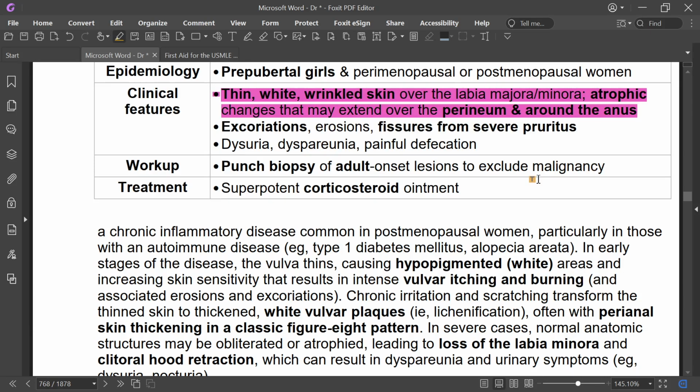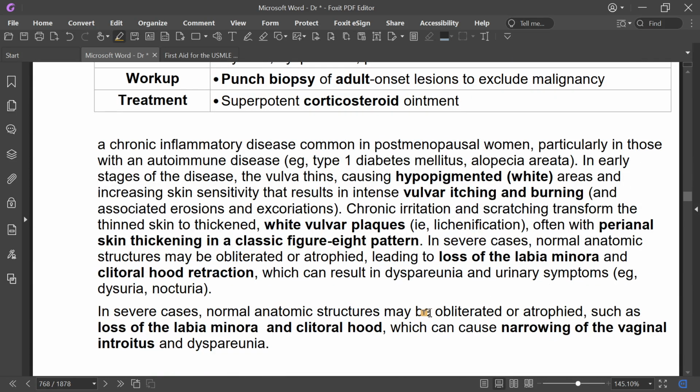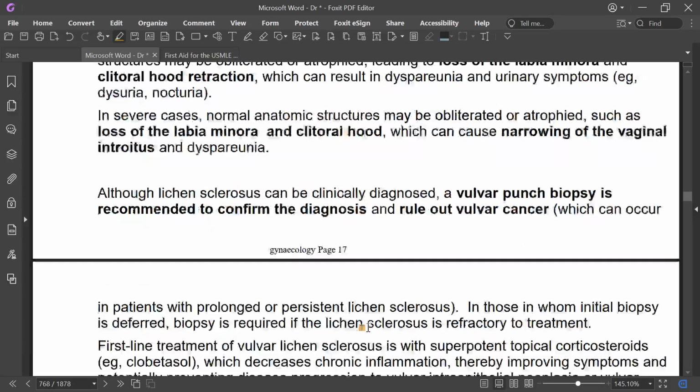In severe disease, normal anatomic structure may be obliterated or atrophied, leading to loss of the labia minora and clitoral hood, which can result in narrowing of the vaginal introitus, dyspareunia, and urinary symptoms such as dysuria and nocturia.